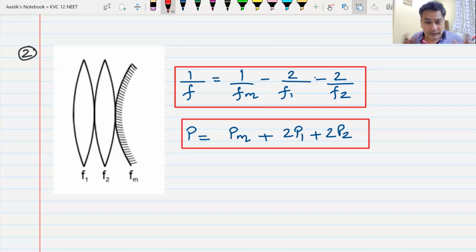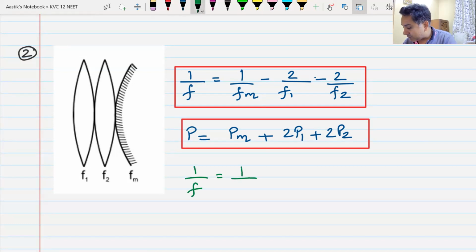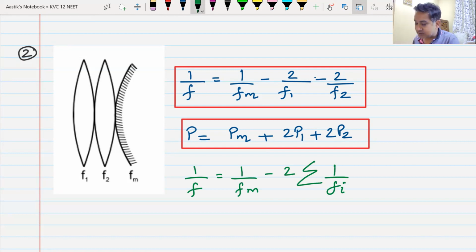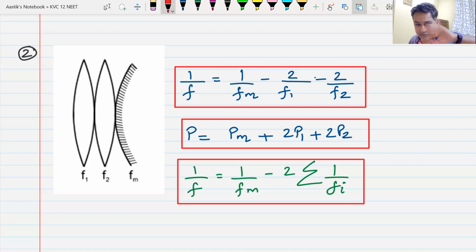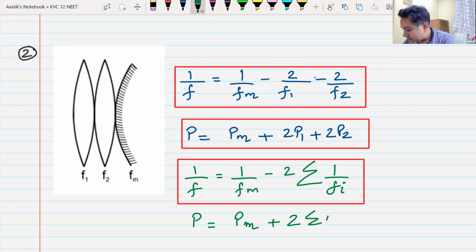If you have a number of lenses like this, you can write the general formula, and the general formula will look like this. 1 by F will be equal to 1 by FM minus 2 into summation of 1 by FI. I hope you understand the summation sign. 2 is taken out and all the focal lengths are inversed and added. You can also write the general formula for the power of the combination: power of the mirror plus 2 times summation of power of the individual lenses.